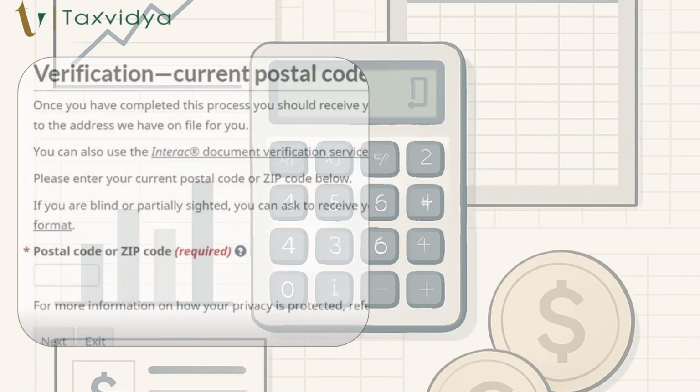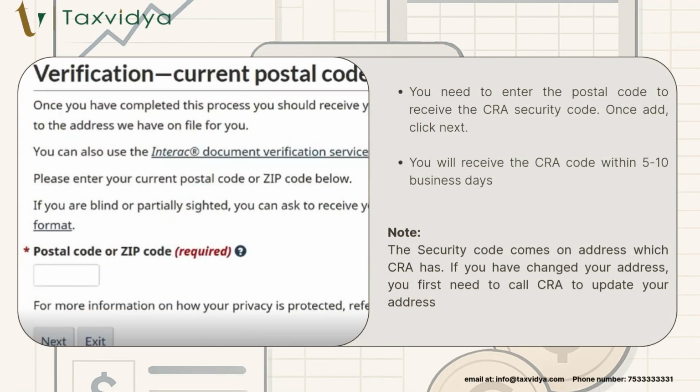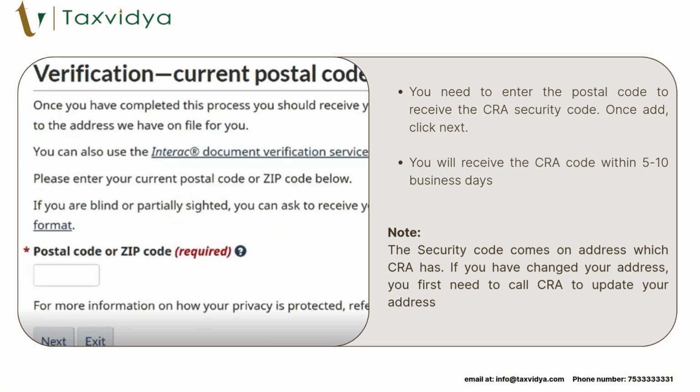You need to enter the postal code to receive the CRA security code. Once you click Next, you will receive the CRA code within 5 to 10 business days. Note, the security code comes to the address which CRA has. If you have changed your address, you first need to call CRA to update your address.